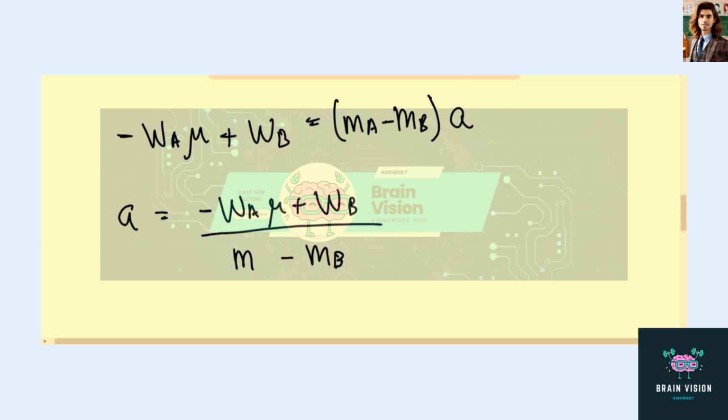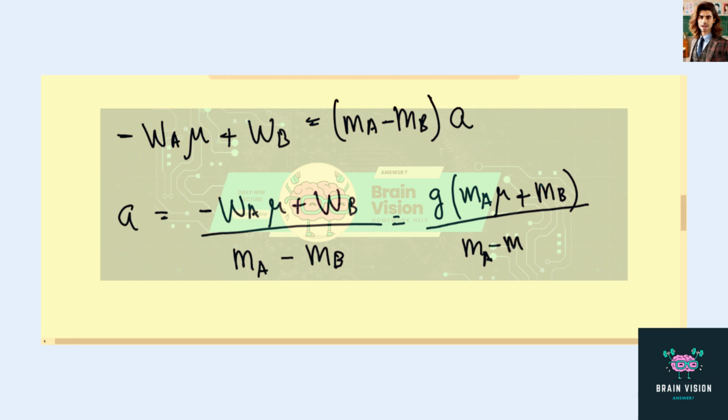Sorry, here I made a mistake. This is mA. Now, we know that the weight is defined as the mass times the acceleration of gravity. So we're going to put that in there, and the acceleration of gravity we just factor out: mA times mu, and this over the difference between masses.